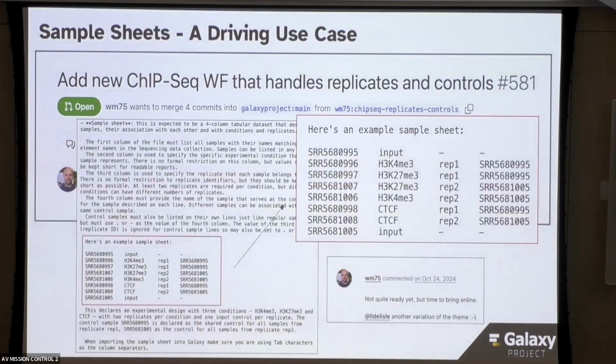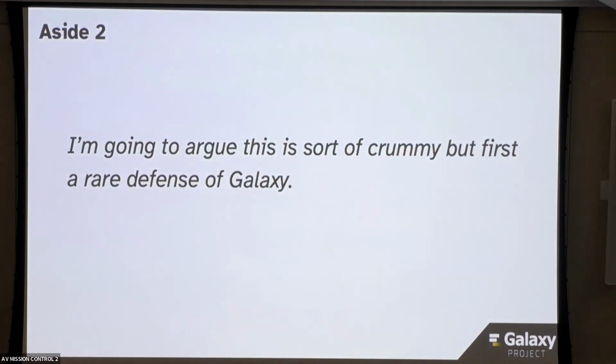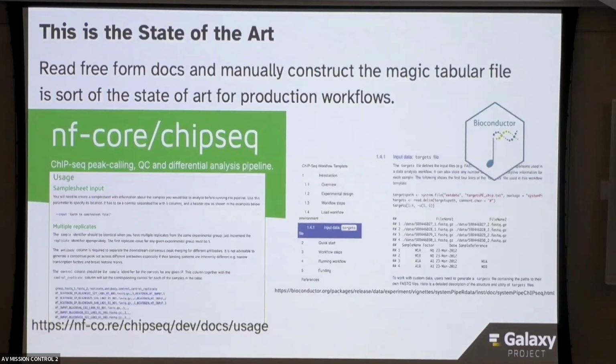So we still need this sample sheet, this table, to be uploaded so that we can map things out correctly. I'm going to argue that this is kind of a crummy user experience. But before I do that, I'm going to say it is the state of the art. I think that PR could be merged and it would be fine, because it is basically what you would do in NF Core or Nextflow.